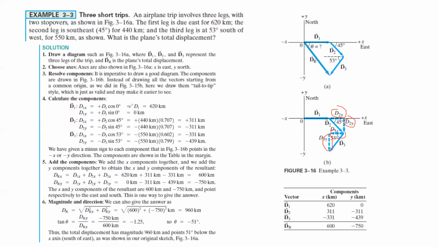So times 1, cosine 0 is 1, so 620 kilometers. And d1y, d1 sine 0 because it's 0 degrees, so it's 0 kilometers. So it's obvious because there's no y.